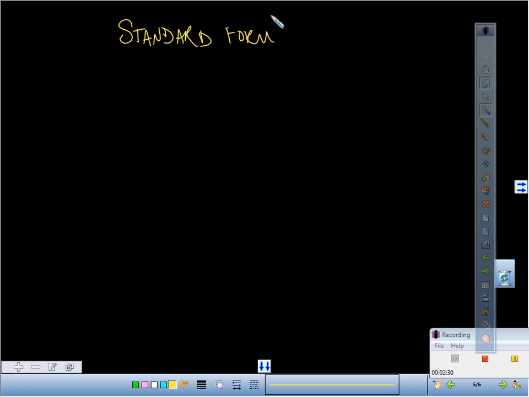Okay? Standard form. What is standard form? Y is equal to what? Perfect. ax squared plus bx plus c. All right. Now obviously if I'm going to graph a quadratic, I'm going to need to know the vertex. Do I agree with that? Okay, so does anybody remember how to find the vertex when it's in standard form?